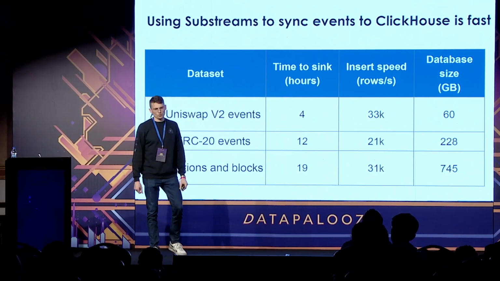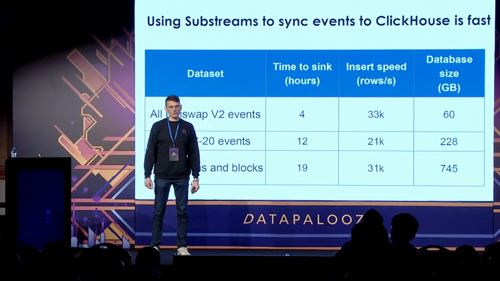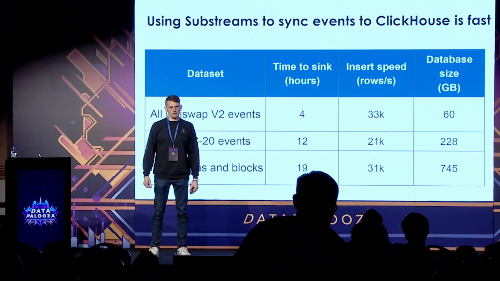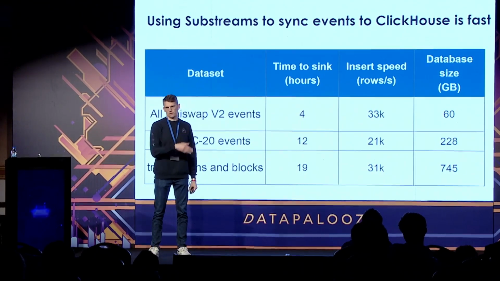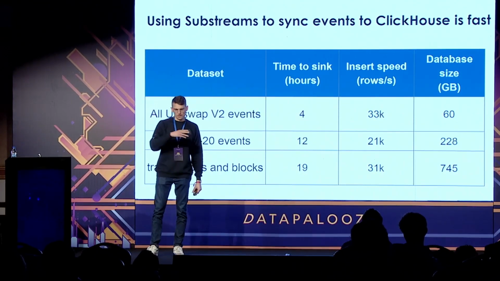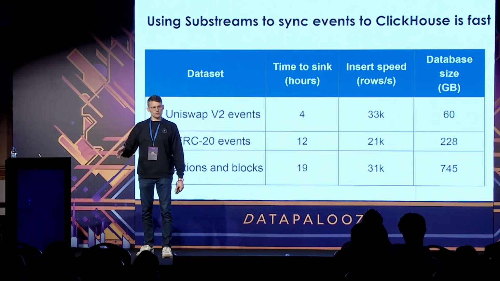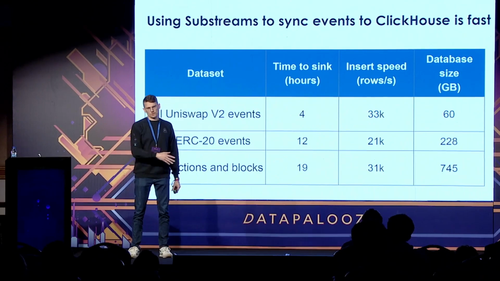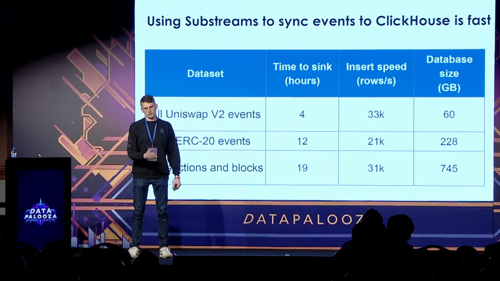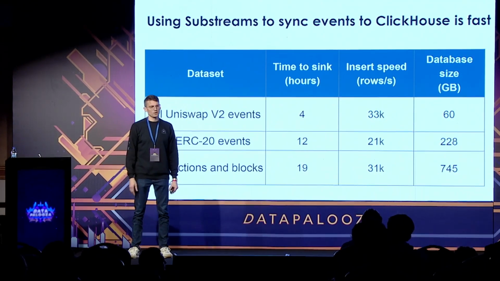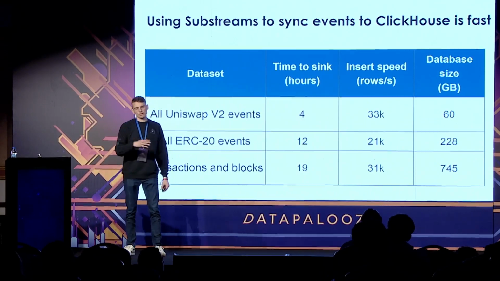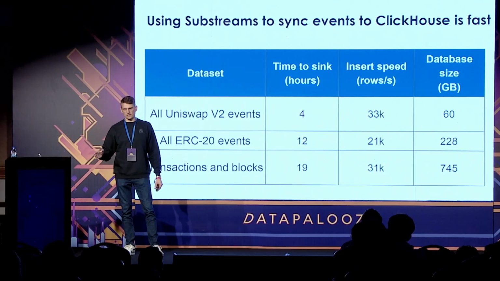So for example, on Ethereum, we can index all Uniswap V2 events from the launch of the V2 contracts and have it up to chain head in 4 hours. We can index all Ethereum ERC20 events from the time ERC20 was made available in 12 hours, and we can process the summary information from all Ethereum blocks in 19 hours.